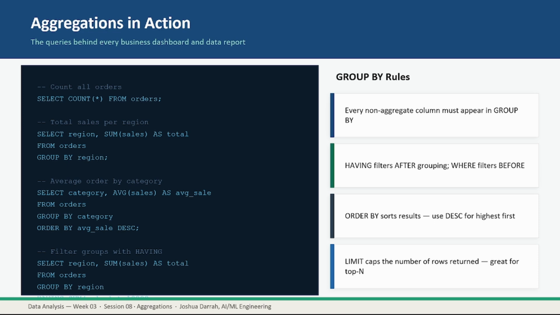Now let's make aggregations even more useful. So far, we've calculated totals for the entire table, but what if you want total sales by region, or average sales by category, or count of orders by month? That's what GROUP BY does. Here's the syntax.